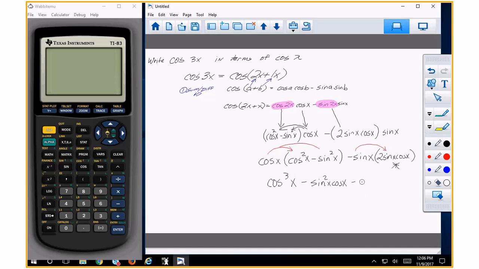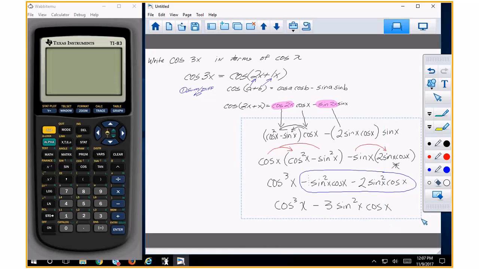Minus 2 sine squared cosine. And you notice that we have common terms right there. So cosine cubed of x minus 3 sine squared x cosine x. Now what? I need some algebra gurus, I mean not algebra, but trig gurus, to tell me what's next.